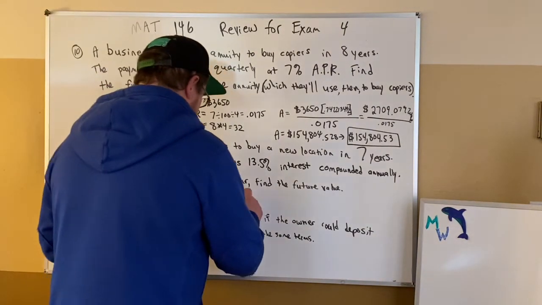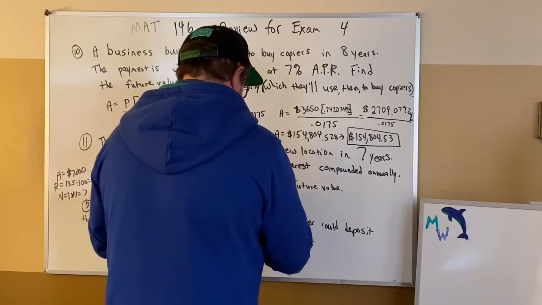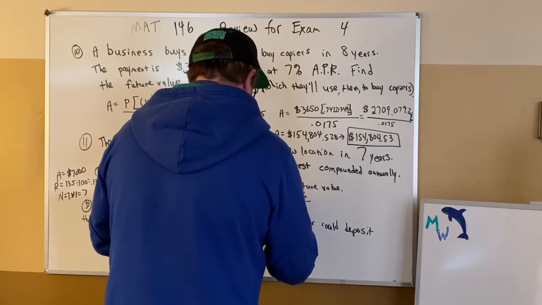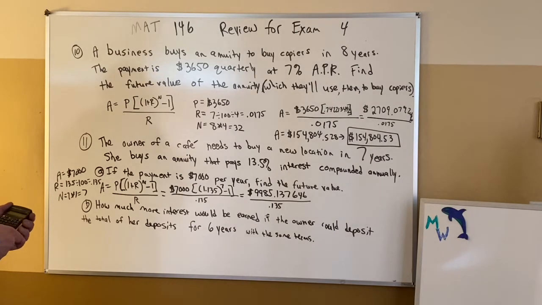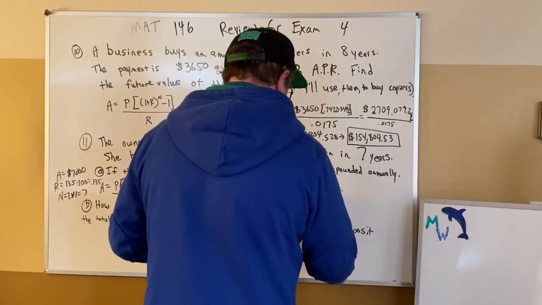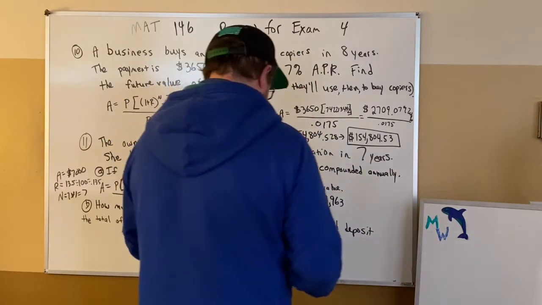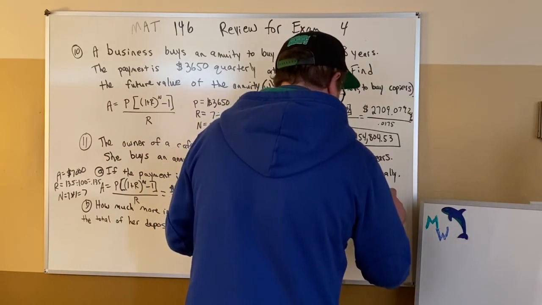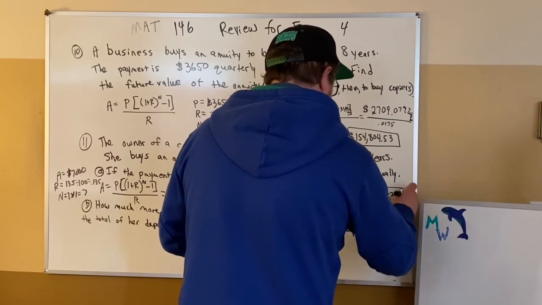Now I have 9,985.137646, and that is going to be divided by 0.135. The numerator's there on my calculator already. I'm going to divide by 0.135 and get for me 73,963.98. So that's what the future value is going to be.